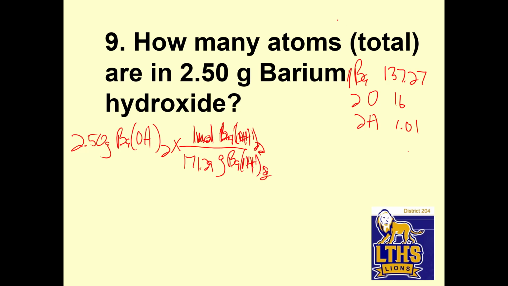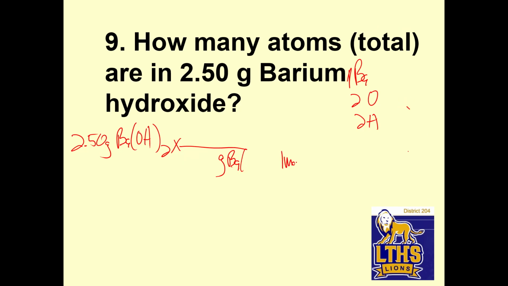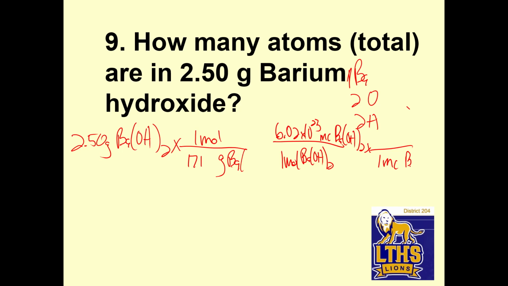Now that I'm in moles, I want to leave moles, 1 mole of barium hydroxide, and go into particles. There are 6.02 times 10 to the 23rd molecules of barium hydroxide. And then 1 molecule of barium hydroxide, and really you can call it a formula unit because it's an ionic compound, has 5 atoms.